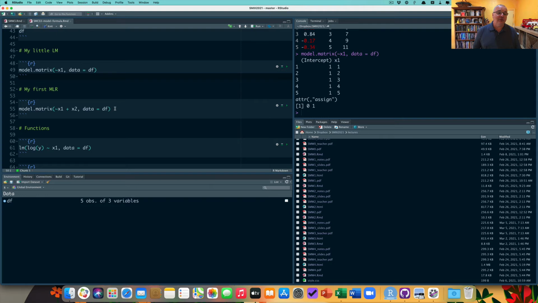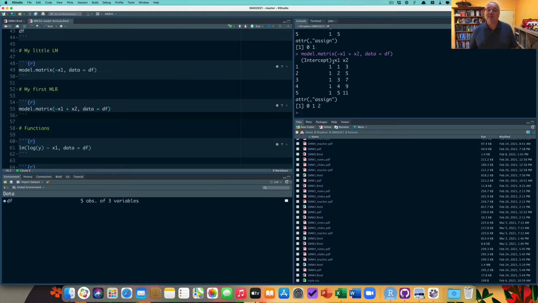If I use the plus, so I have 2 in there now, again, it just adds 2 columns. The plus is just adding extra columns in this case. So you've got your x1, 1, 2, 3, 4, 5, and your x2, 3, and this is your design matrix. And it's got some extra stuff here because it's letting it know internally what's going on.